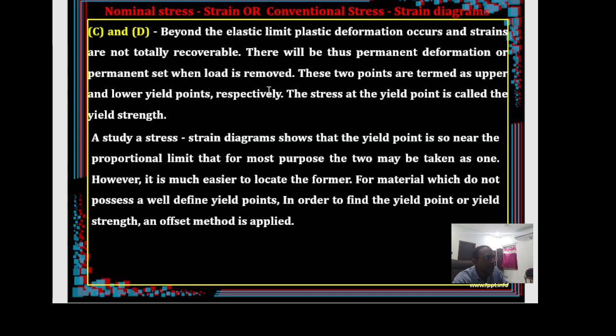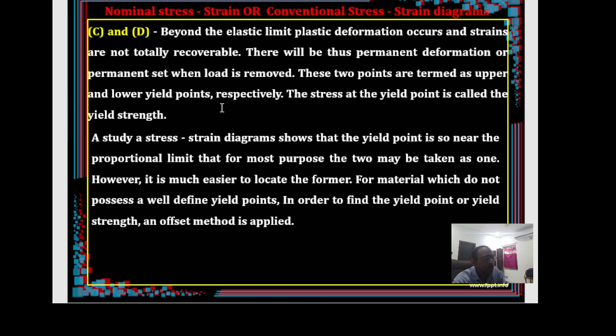Now points C and D: we have just crossed the elastic limit. After that, the material no longer stays in elastic mode. The material starts permanently deforming. In other words, when you remove the load after the points C and D, whatever strain there is cannot come back to the original position. The strains are not recoverable, so permanent deformation happens. Those points, C and D, are called the yield points.